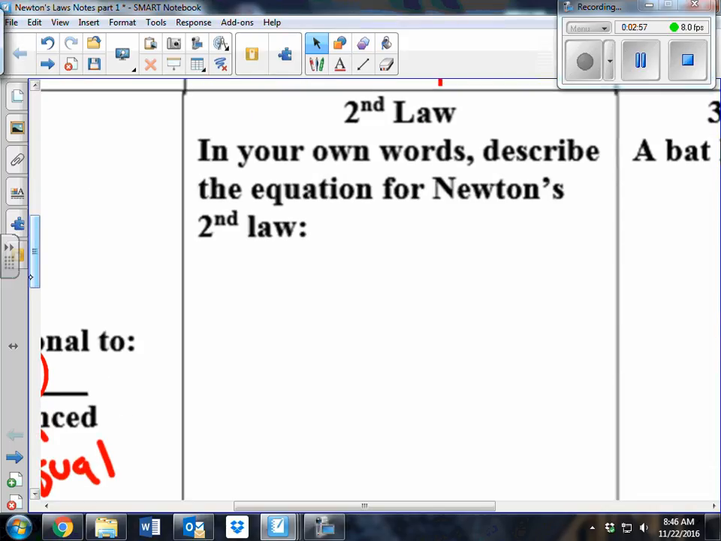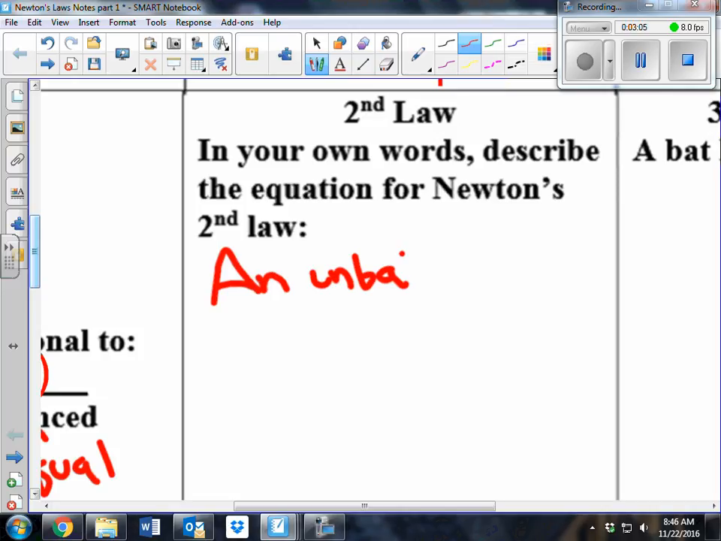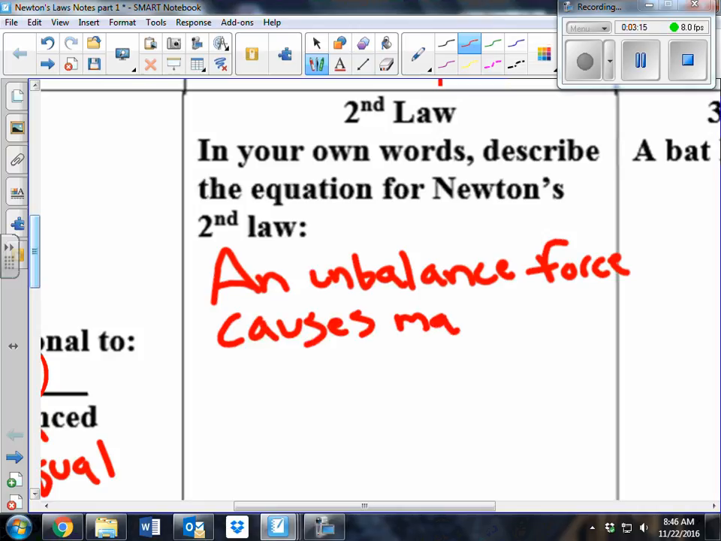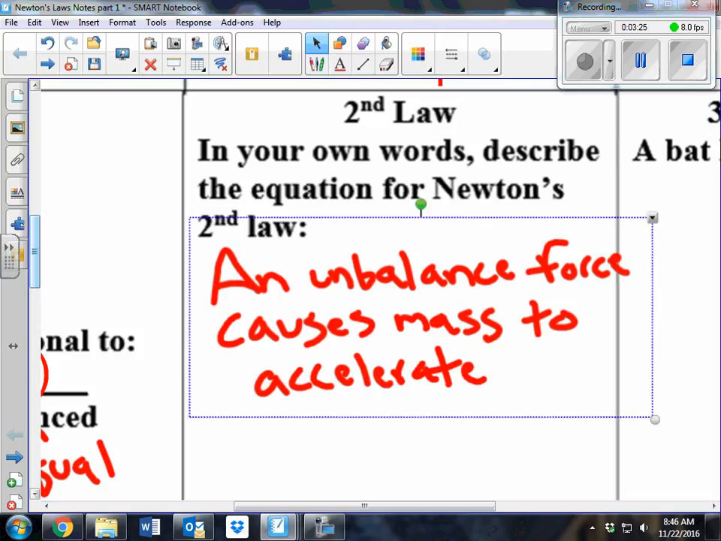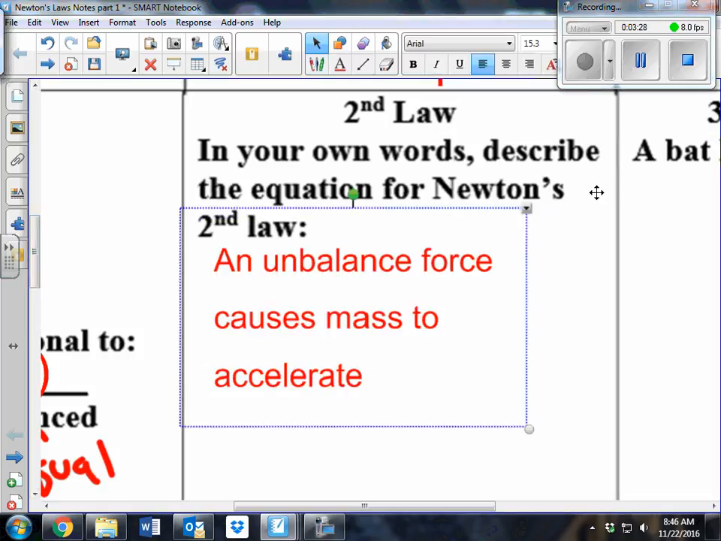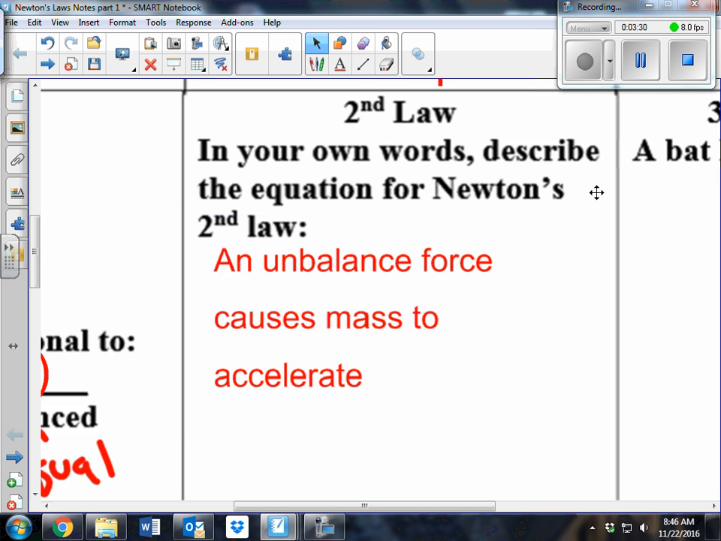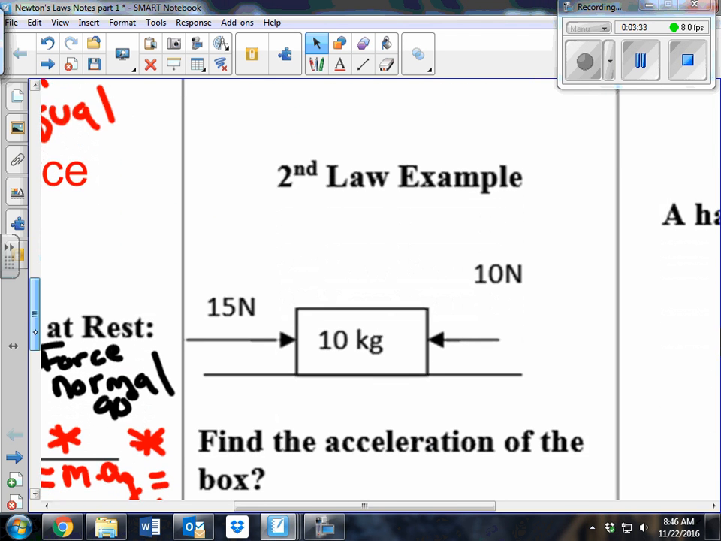So in your own words, describe the equation for Newton's second law. That would be an unbalanced force causes mass to accelerate. So when I'm not moving in a constant straight line and when I'm not at rest, I have acceleration. That means, hey, I have an unbalanced force.